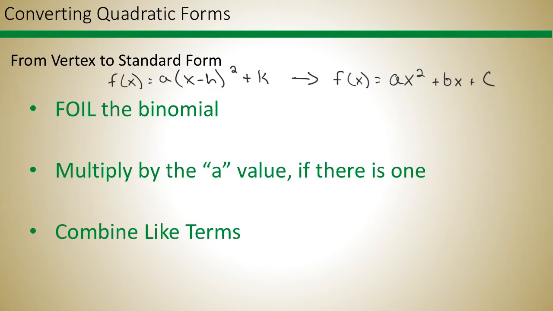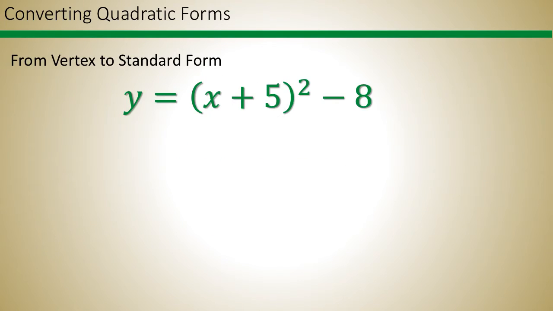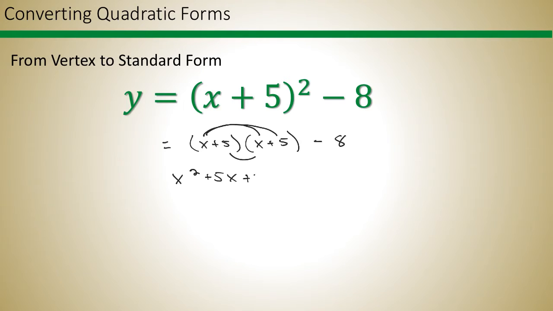So let's take a look at some examples. Okay, so first example here. Whenever I see x plus 5 squared, that really means that we have x plus 5 times x plus 5 minus 8. Okay, so we're going to distribute this out. So x times x is x squared, and then plus 5x, plus 5x again, plus 25.